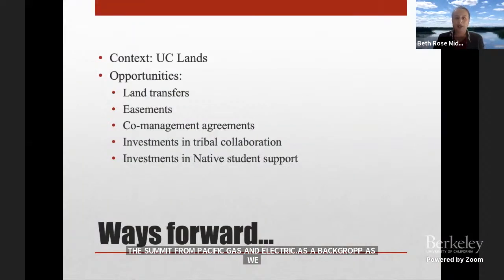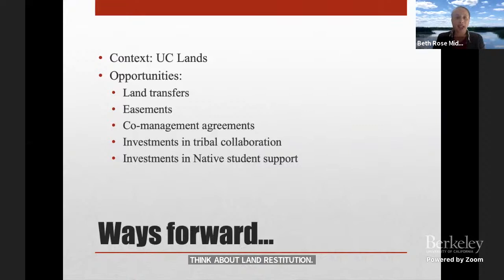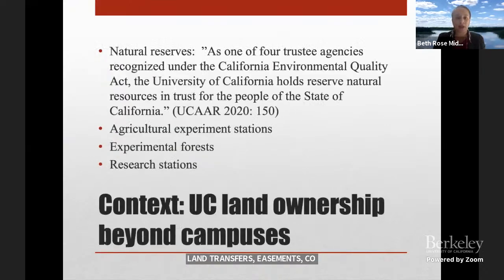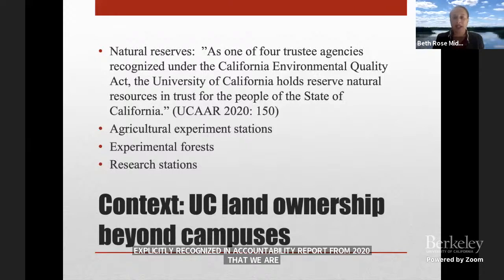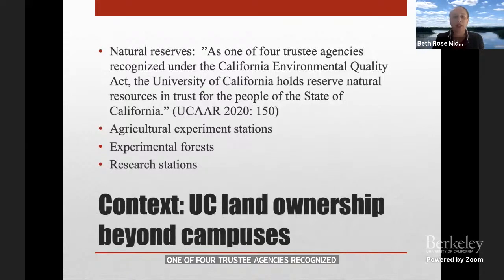I'll give a little context about some of University of California's lands, and then briefly touch on some different opportunities: land transfers, easements, co-management, investments in tribal collaboration, and investments in Native student support to think about ways forward. Of course, as Brittany shared in one of her maps, UC land ownership goes far beyond campuses. We have natural reserves throughout the state, about 750,000 acres, and it's explicitly recognized in this accountability report from 2020 that we are one of 4 trustee agencies recognized under the California Environmental Quality Act. UC holds reserve natural resources in trust for the people of the state. I'm going to return to that at the end.